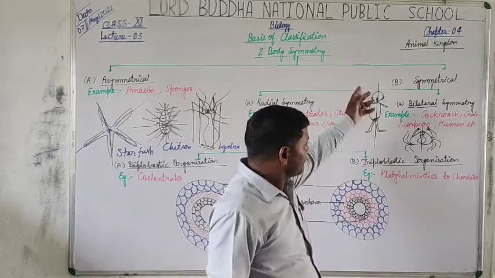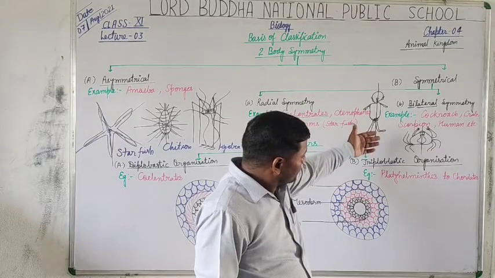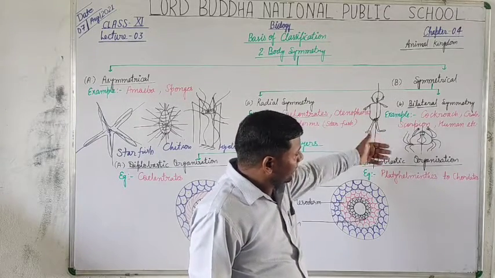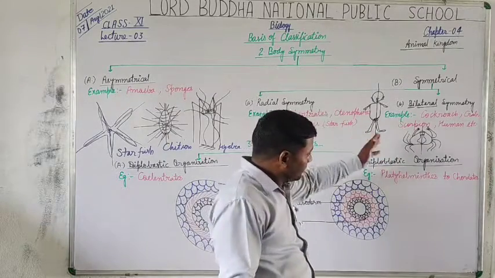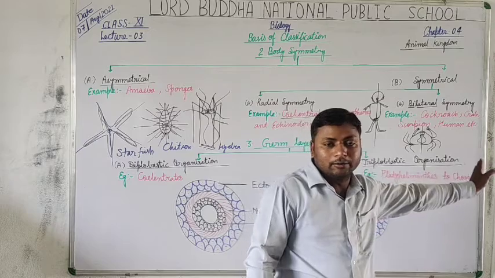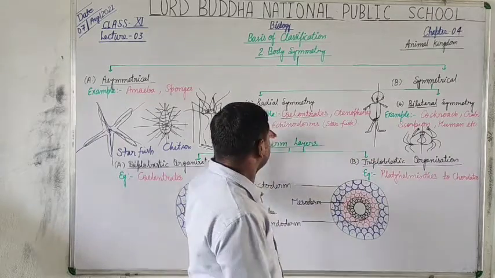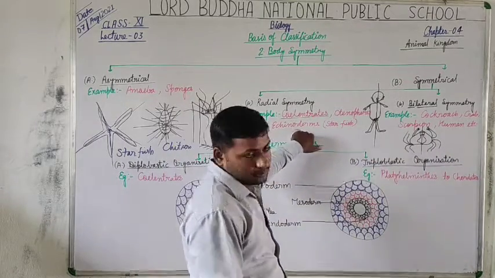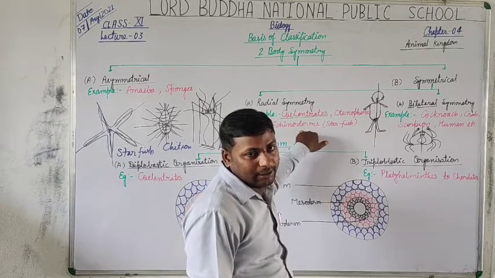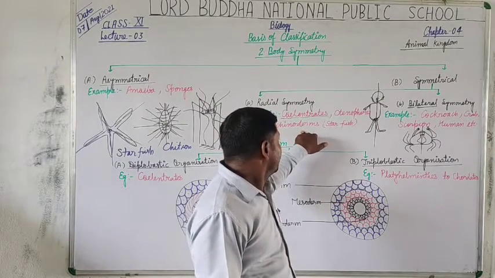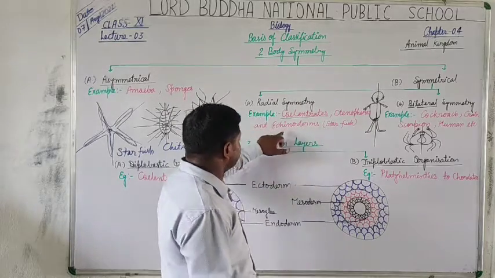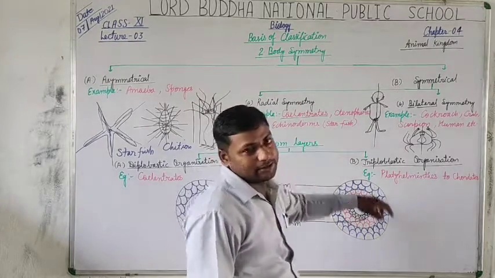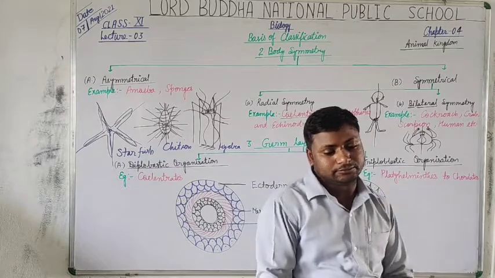The members from Platyhelminthes up to the chordates show bilateral body symmetry, except some of the echinoderms. Yes, students, the echinoderms show not bilateral but radial body symmetry. Is that clear?